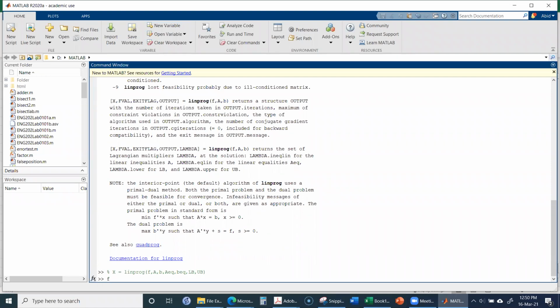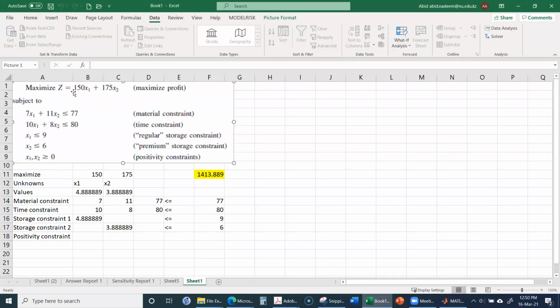So f in this case will be this. Remember that f are the coefficients for this, because this is a linear programming problem, okay? So there will be constant coefficients over here, and of course the powers of x1 and x2 will be one. So f are the coefficients of this objective function, 150 and 175, okay? But we will take minus 150 and minus 175.